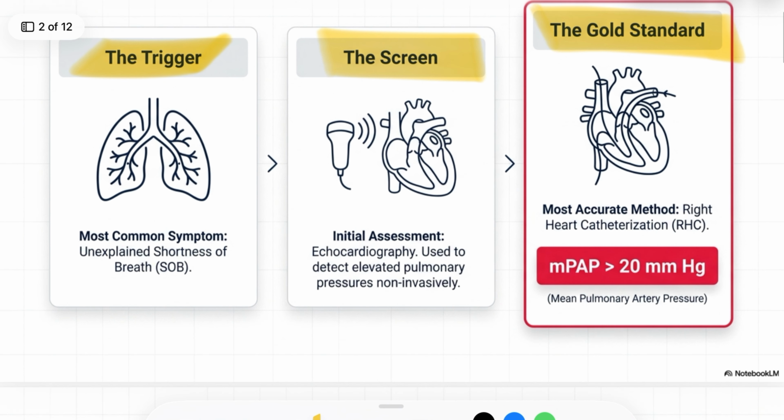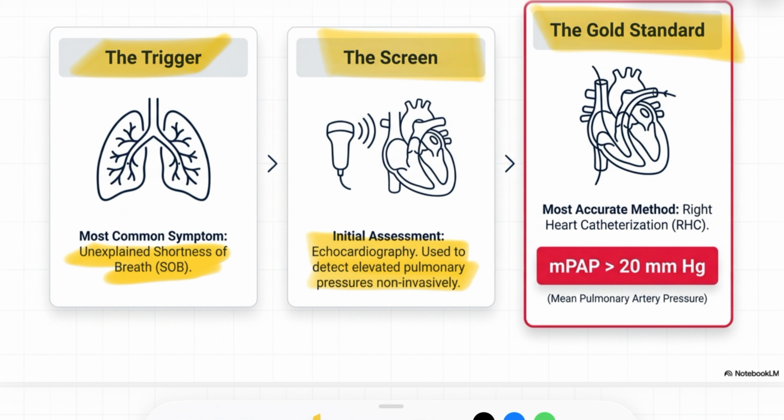So let's say the most common symptom when a patient comes to the casualty, the patient never comes to OPD with this condition. He usually comes to the casualty with an unexplained shortness of breath. So there are many DDs for shortness of breath. No need to worry, you can go and watch my shorts where I gave the details about the unexplained shortness of breath DDs, and then we screen with the ECG usually to detect the pulmonary pressures non-invasively.